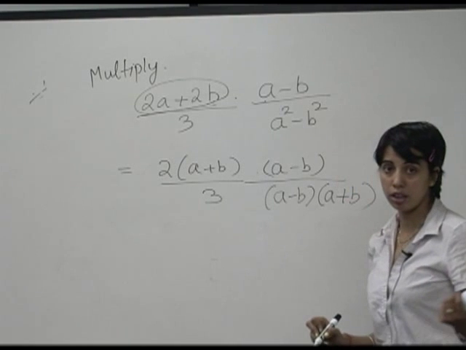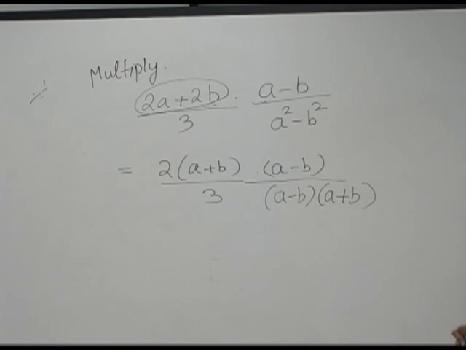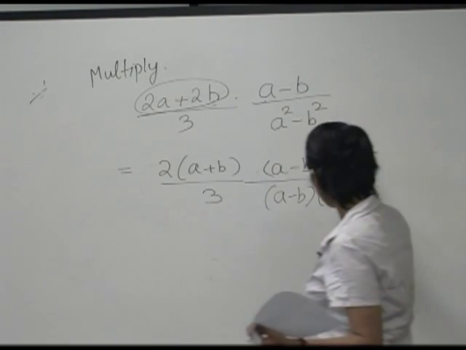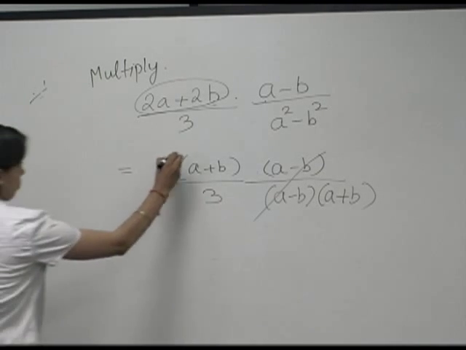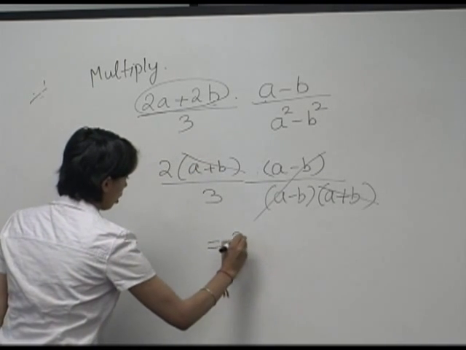Can you cancel anything here? All right, a minus b and a minus b. Can you cancel anything else? Right, a plus b? 2/3 is your answer.